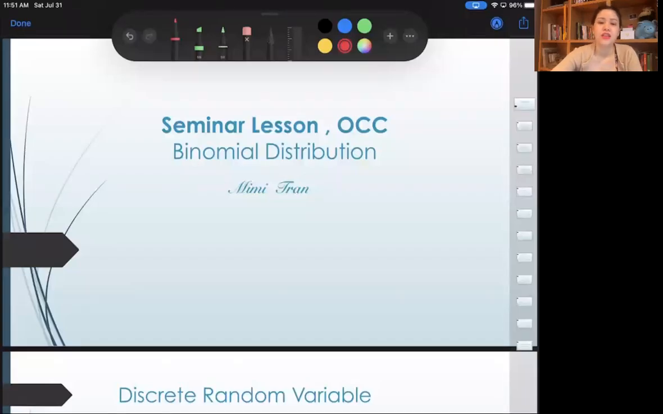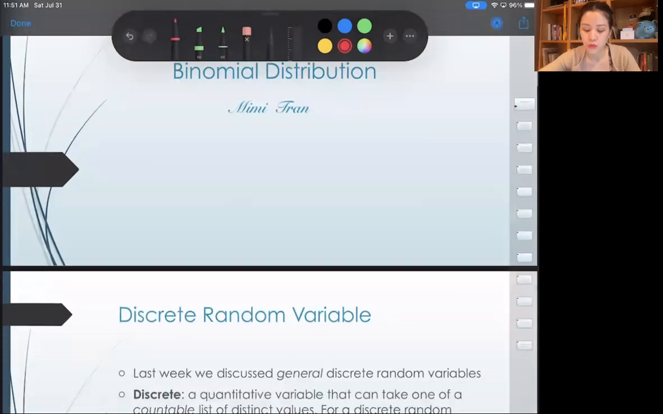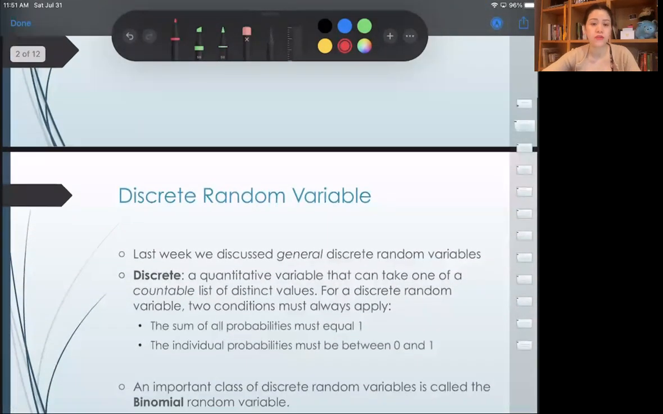Hi everyone. Today's seminar lesson is about binomial distribution. Okay, so binomial distribution is a discrete distribution. So before we go into binomial distribution, let me review what is a discrete random variable.